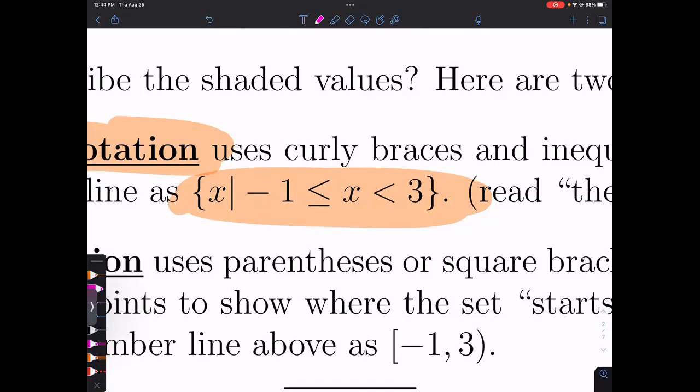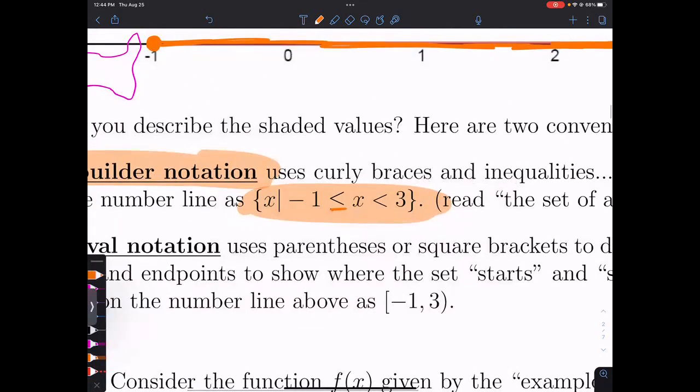Wait, what does it mean if there's a line under it? Or equal to. Equal to, okay, so what's the other one? So strictly less than. So -1 is less than or equal to. So X can be -1, but X has to be strictly smaller than 3. So 2.999, whatever, that's okay. 3 is not. Yeah, that's the difference. Okay, so that's useful for some stuff.